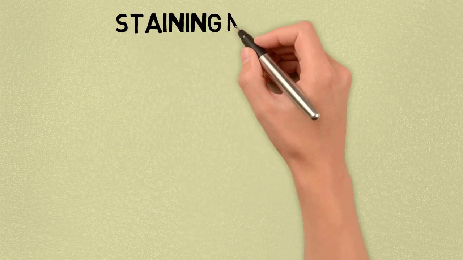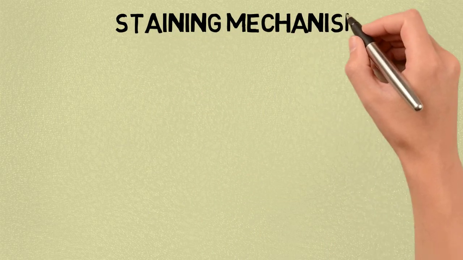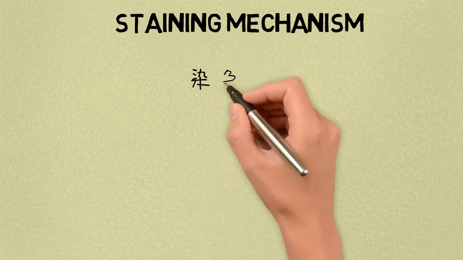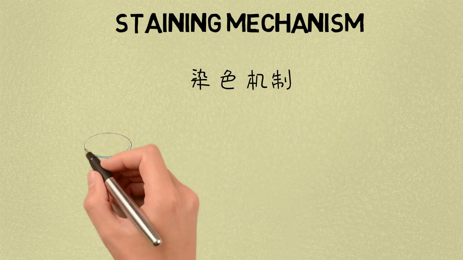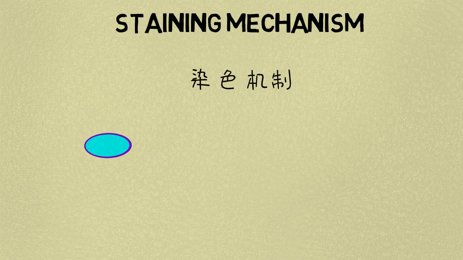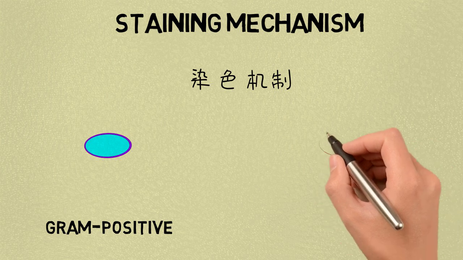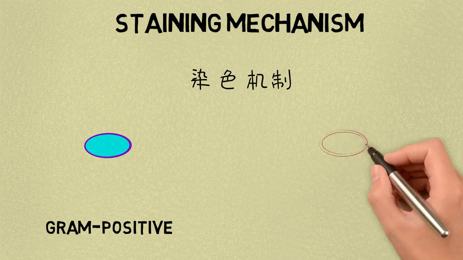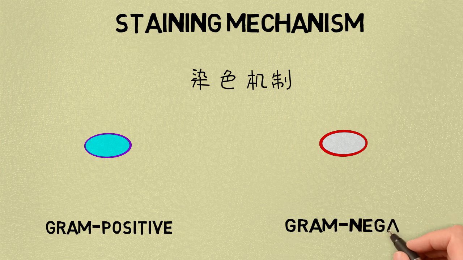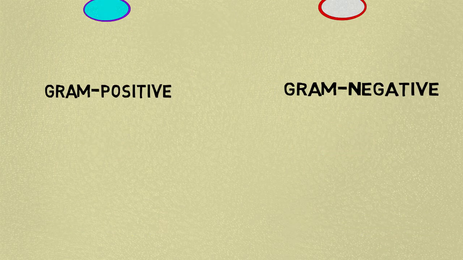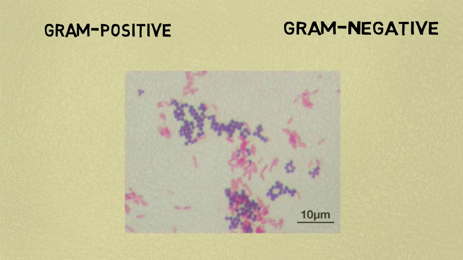Staining mechanism: purple-stained gram-positive and pink-stained gram-negative. Gram-positive bacteria have a thick mesh-like cell wall made of peptidoglycan, 50–90% of the cell envelope, and as a result are stained purple by crystal violet, whereas gram-negative bacteria have a thinner layer, 10% of the cell envelope, so do not retain the purple stain and are counterstained pink by safranine.